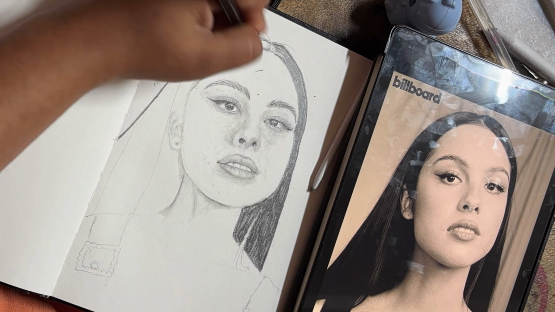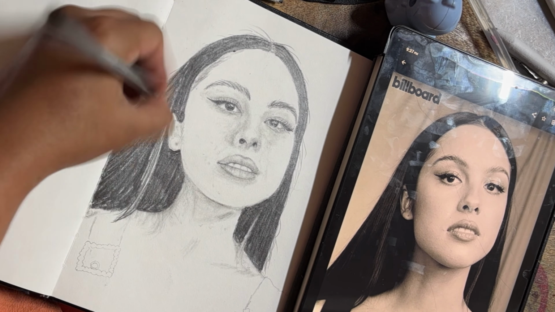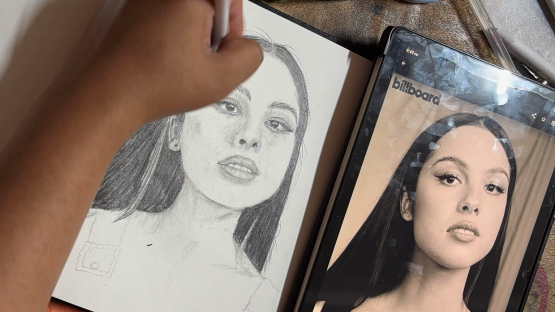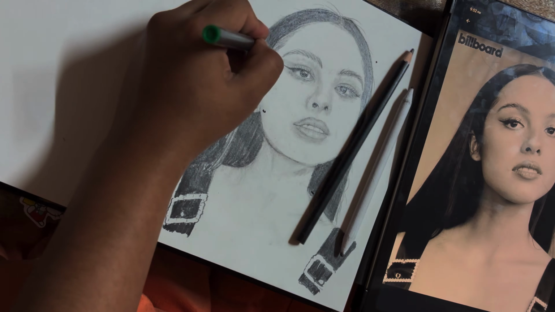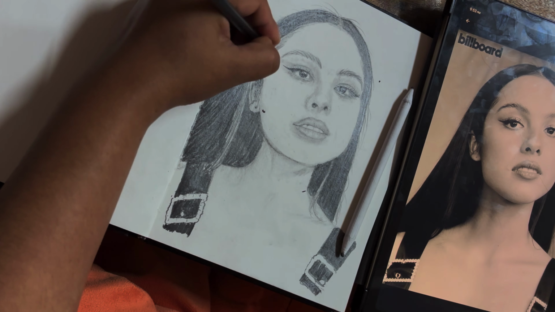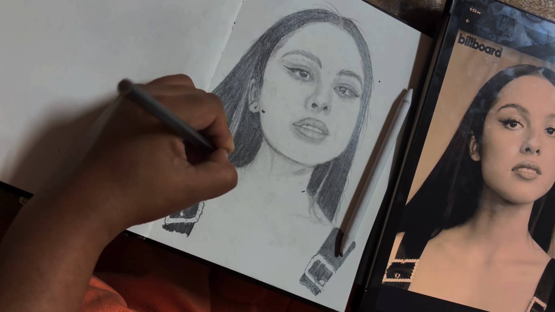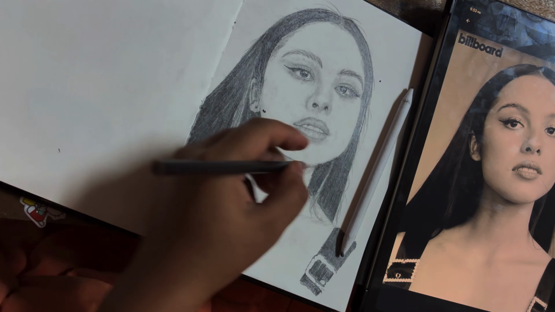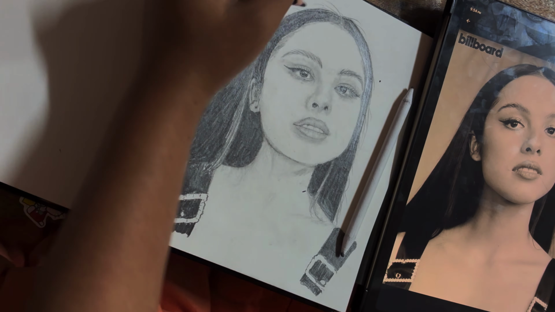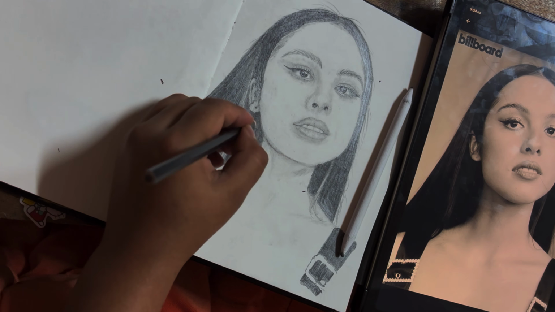At first, I didn't know what reference to pick, and I took around an hour to figure out who to draw. I remember asking myself, who is your favorite artist? And right away Olivia Rodrigo came to mind. So I straight away googled a black and white picture of Olivia. Honestly, I was genuinely excited to draw her because I love her so much.